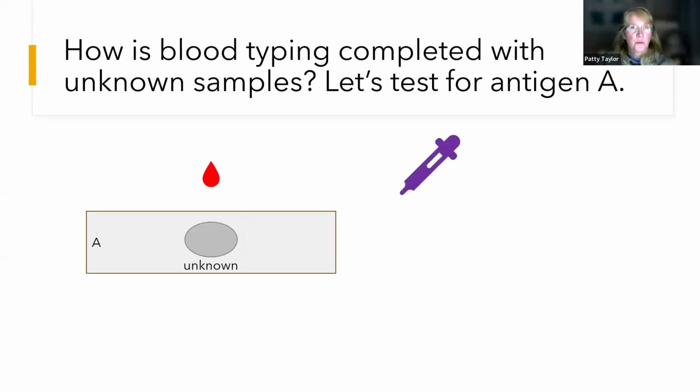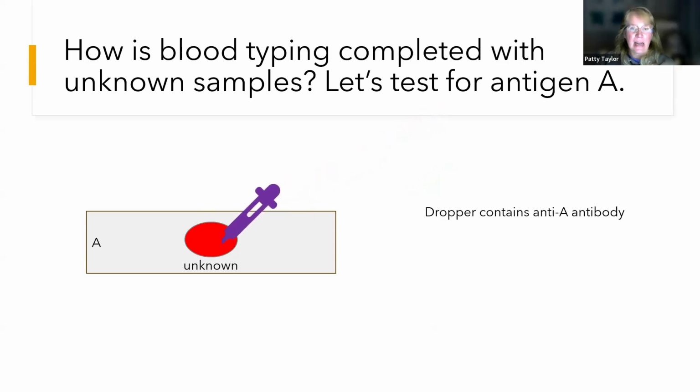Let's do this with another sample. We've got a blood drop here. We've put it on a little well, and we're going to take this eyedropper that contains, again, antibody for the A antigen, or fighting that A antigen. We're going to place it on that unknown, but this time agglutination occurs. So if the anti-A antibody agglutinates a blood type, what does that tell us about the presence or the absence of antigen A?